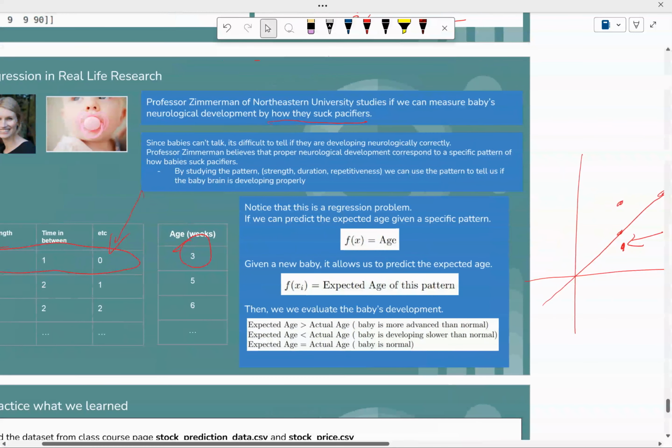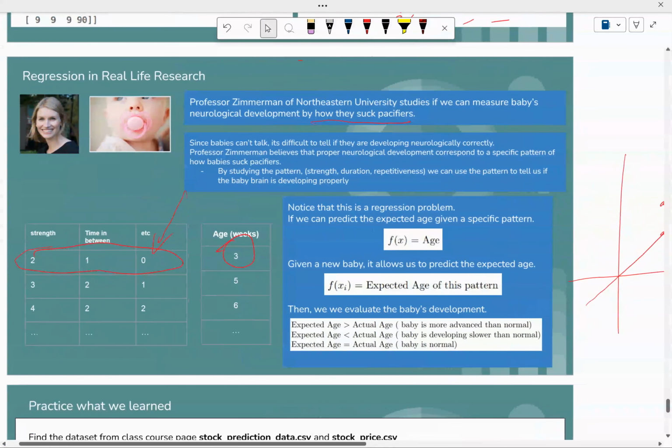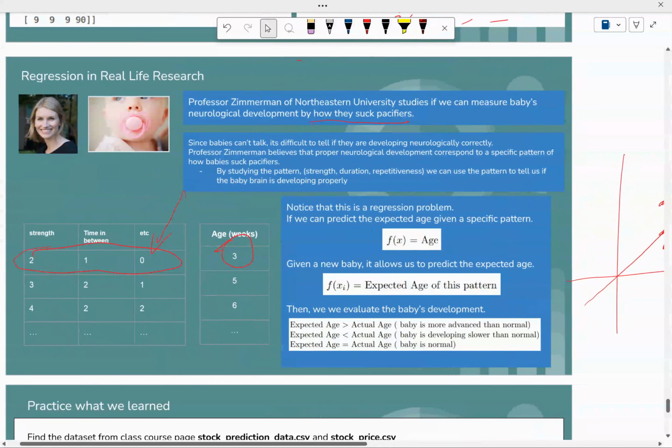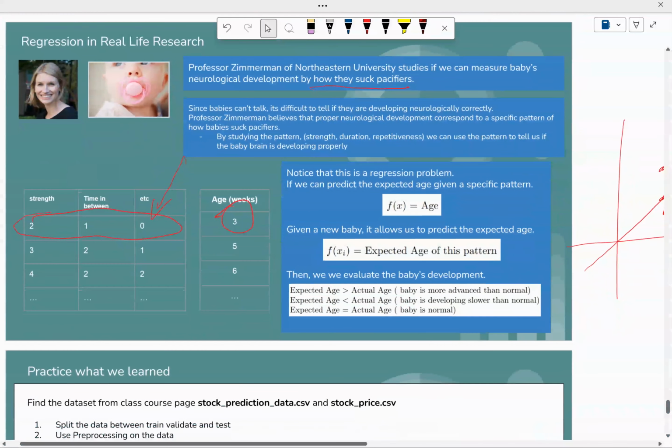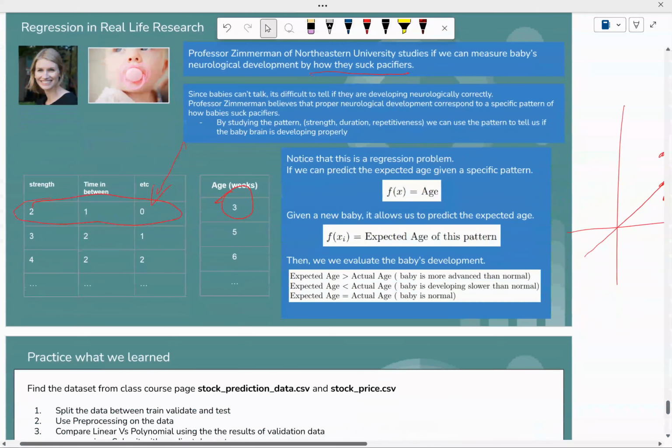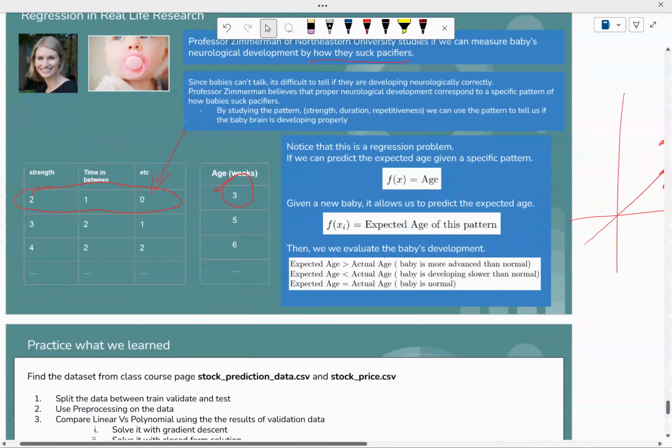So this is a way of measuring kids' neurological development, and this kind of research is exactly why knowing data science is really, really useful. Okay, so this is just a quick example of how things you guys learn can actually be used.